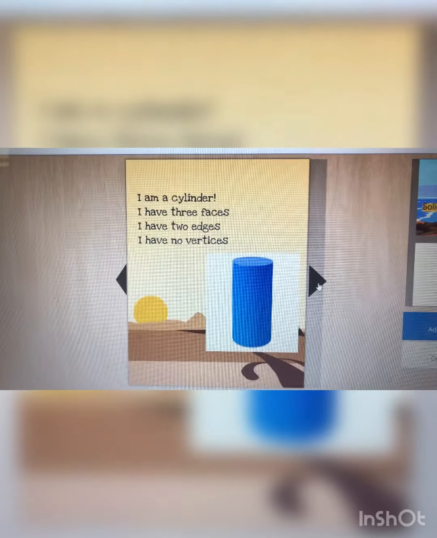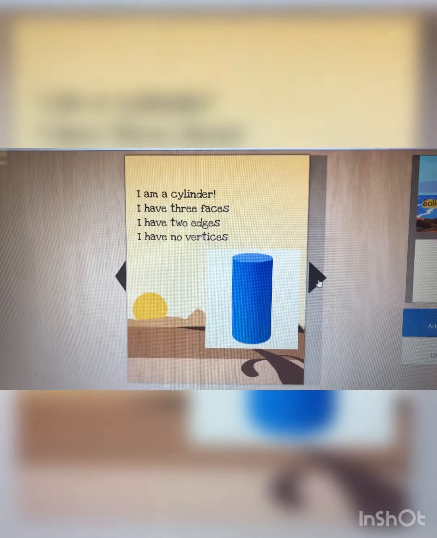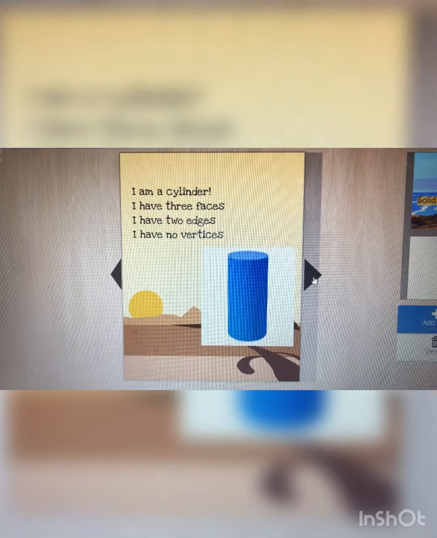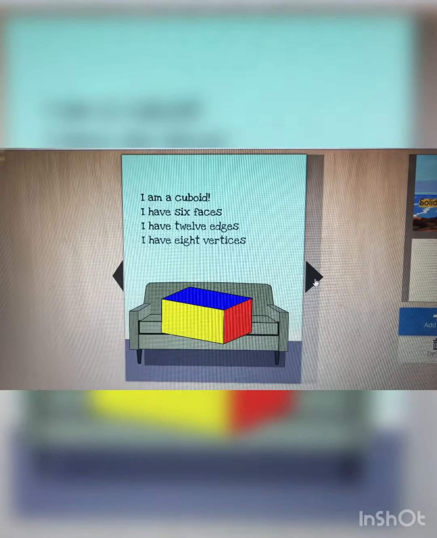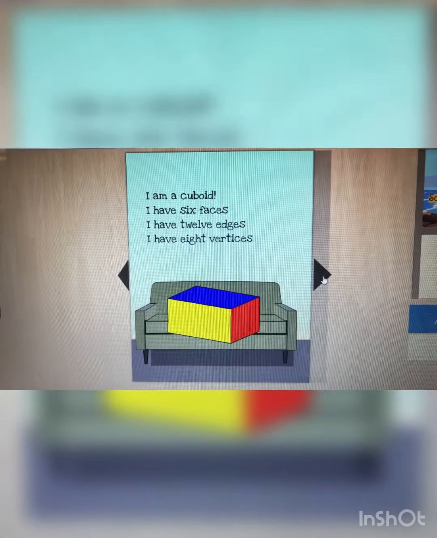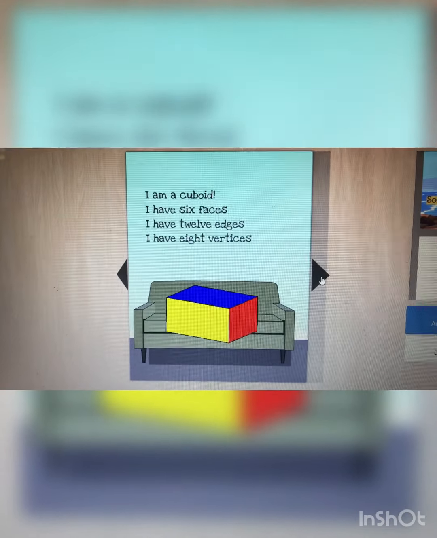I am a cylinder. I have 3 faces. I have 2 edges. I have no vertices. I am a cuboid. I have 6 faces. I have 12 edges. I have 8 vertices.